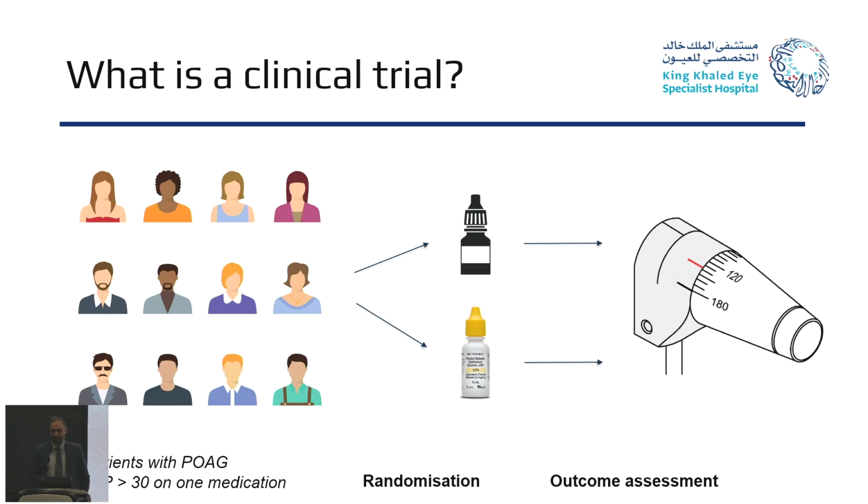So here we've looked at intraocular pressure as an outcome measure, as a measure of effectiveness. We could also be looking at safety. We could also be looking at cost. So these are different outcome measures we can use in a trial.